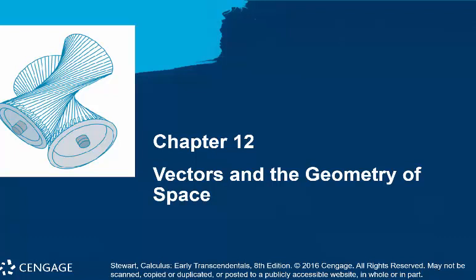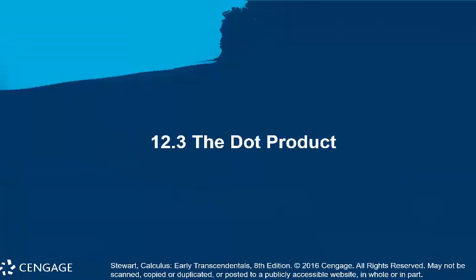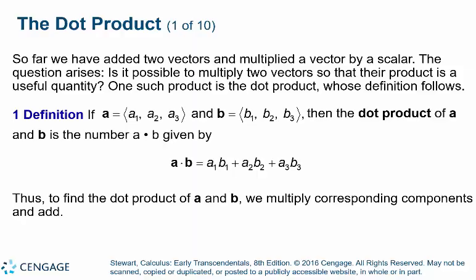Hi class, in this lecture we continue our study in chapter 12 by moving into section 12.3, which is called the dot product. And this is just a mathematical operator working with vectors. So far we've added two vectors and multiplied a vector by a scalar. That's what we did in the previous section.